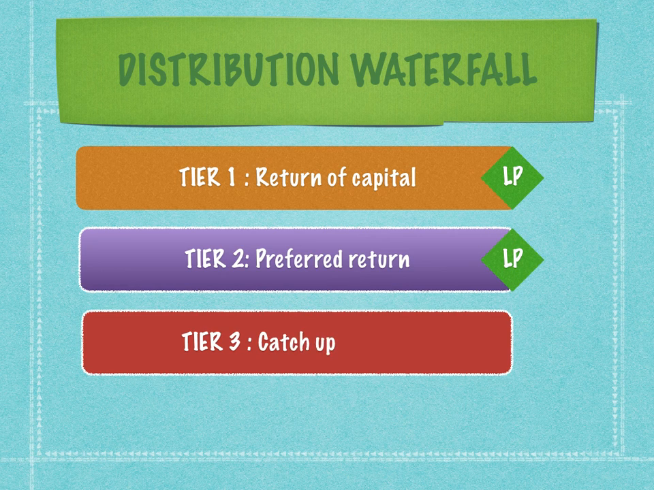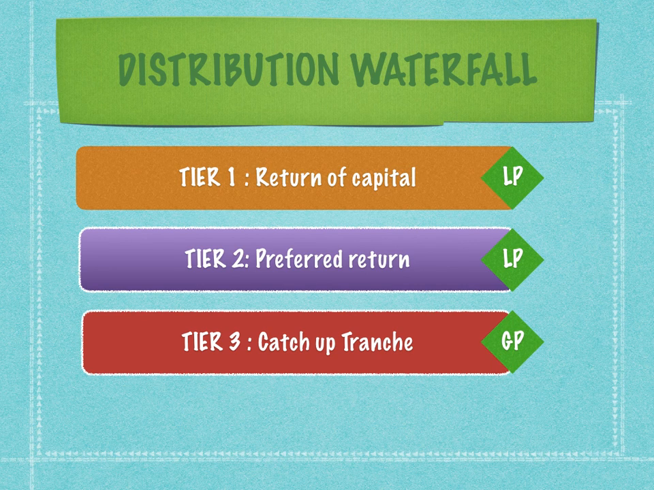Tier 3, catch up tranche. Almost all LPAs, limited partnership agreements, will have something called a catch up tranche. This catch up tranche is largely a percentage of the performance of the fund over and above the pref. So you first pay the LP the return of capital, then the preferred returns, that's the pref, and then tier 3 is the catch up tranche. This catch up tranche is the excess over the pref, and that belongs to the GP.